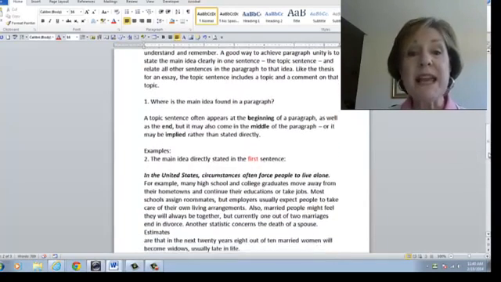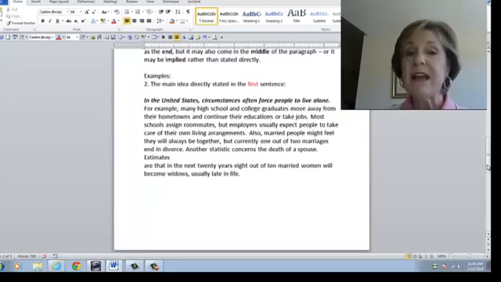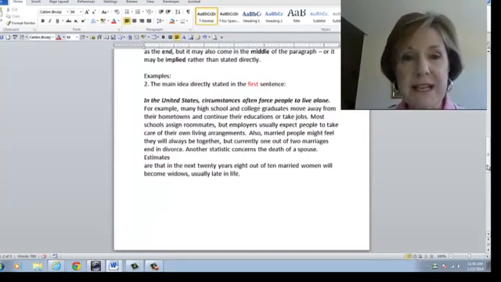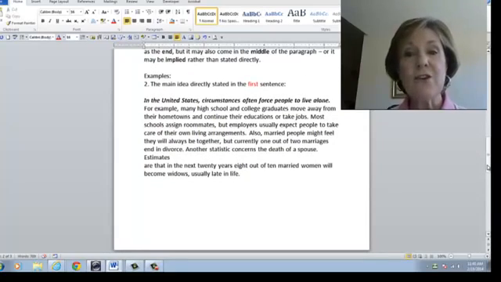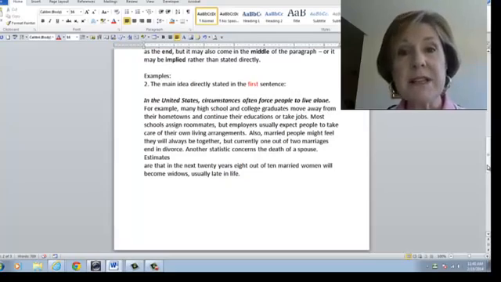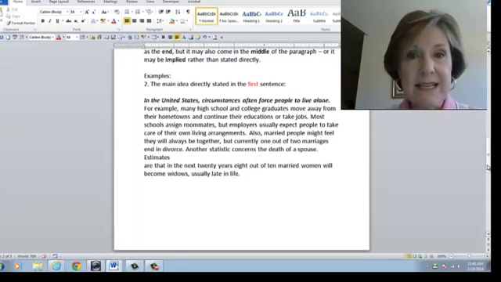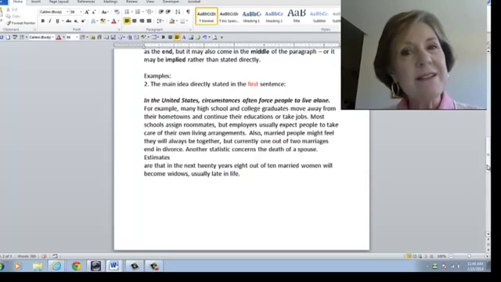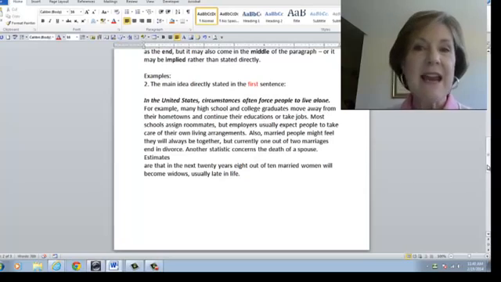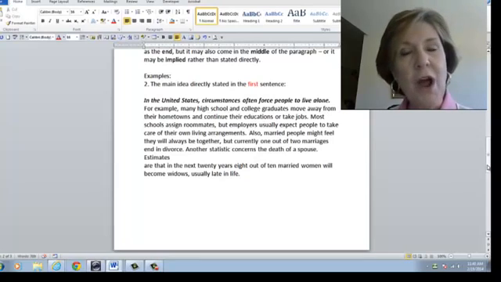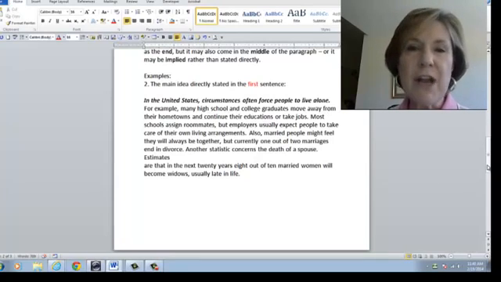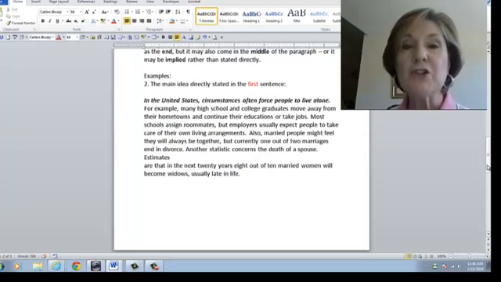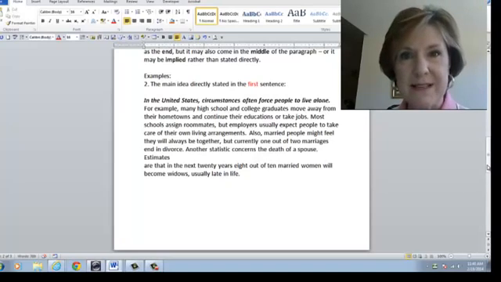It can be at the beginning of a paragraph. Here's in the first sentence. In the United States, circumstances often force people to live alone. That sentence is the main idea. And it's said the main idea is stated in the what? Topic sentence. And if you will read this paragraph on your own, you will see that every other sentence in this paragraph supports and relates to that one topic sentence.